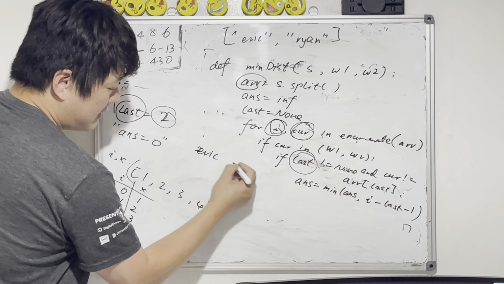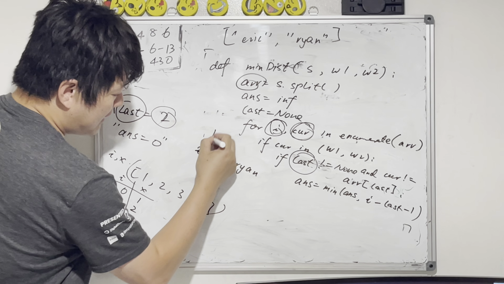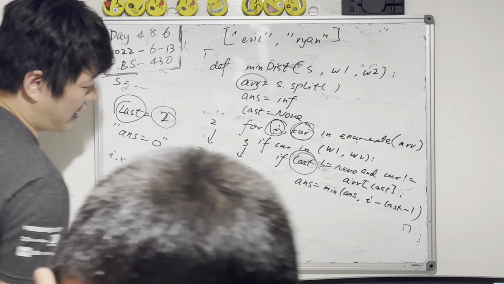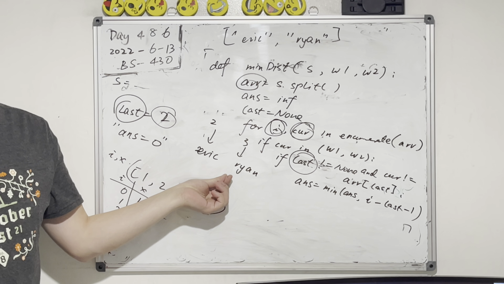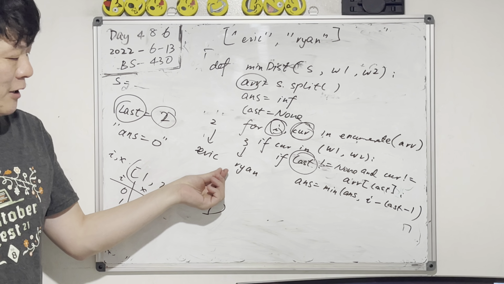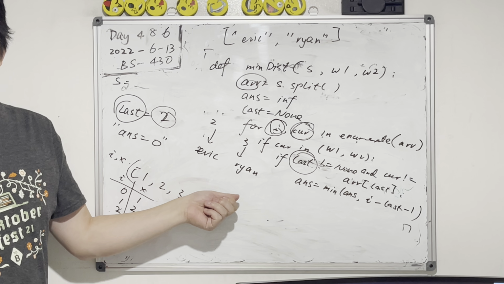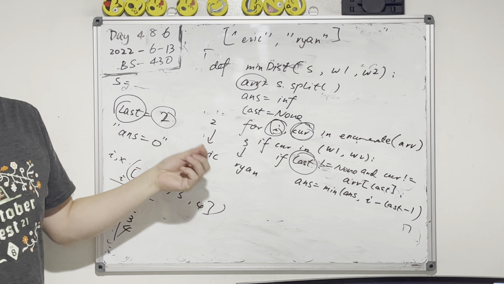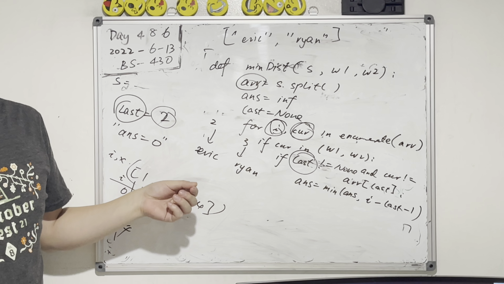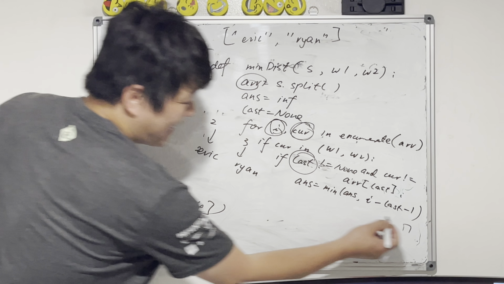Look, this is Eric and this is Ryan. This index is 2 and this index is 3. How many words between Eric and Ryan here? 0. So how do we get 0? This is index 2, this is index 3. 3 minus 2 is 1. Minus 1, yeah, we need to subtract 1 here. Look, here's what it means.